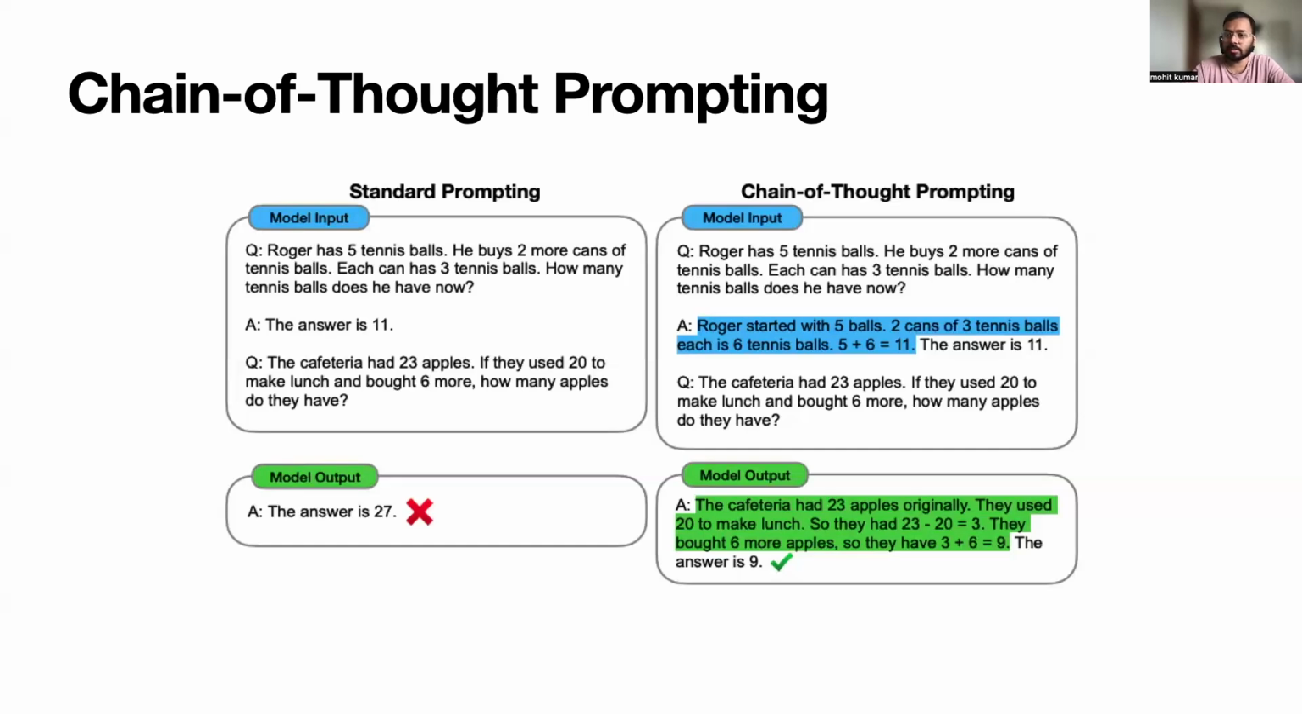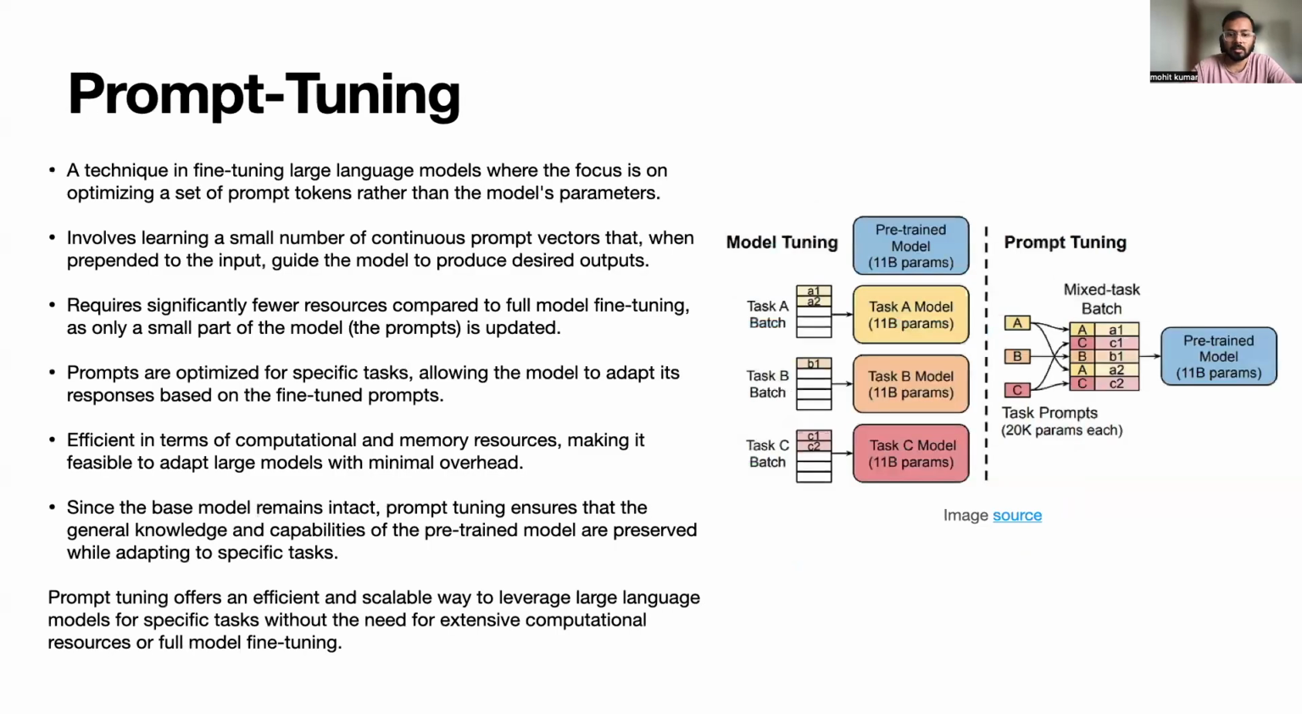Now, all of these things can help you improve the prompt, but these are all very manual tasks, right? You have to try different things for your specific task and see which prompts work for you. There's also something called prompt tuning, where also the aim is to have a prompt which can solve the task at hand, right? But here it's more like a technique where we want to optimize the prompt tokens, of course, rather than model parameters. But instead of doing it manually, this can also be automated.